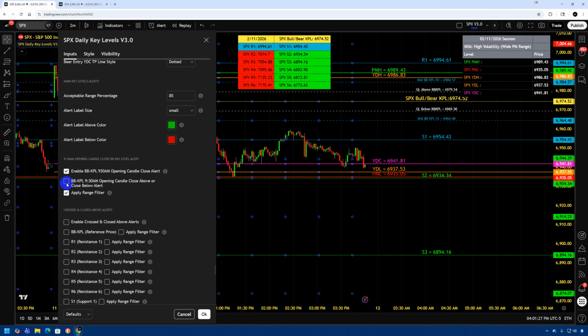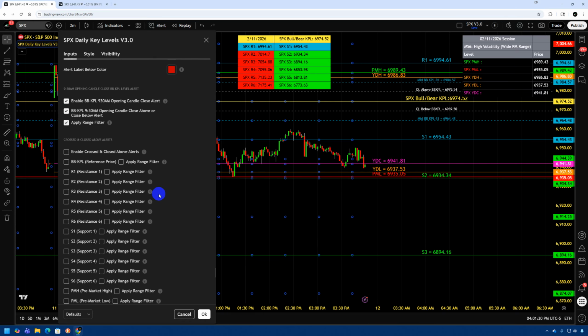So as an example, we'll turn that on for today. One thing you want to keep in mind with these alerts is that all of these alerts are going to show only for the current session. And the reason for that is that TradingView PineScript has a coding limitation which limits the amount of objects, labels, etc. that could be on a chart simultaneously.